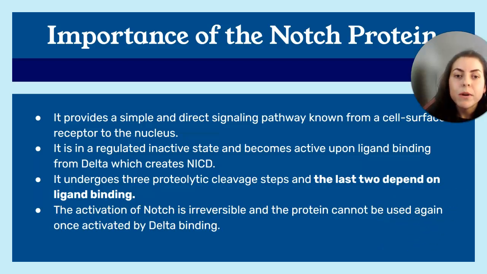So why is the Notch protein important? It is a simple and direct signaling pathway from the cell surface to the nucleus. Once it's turned on by the Delta ligand, it'll create the NICD and then go into the nucleus. It's usually in an inactive state. Once the ligand binds, it becomes active, and it does one proteolytic cleavage naturally. However, once the Delta binds, the last two steps of the proteolytic cleavage depend on this ligand binding from the Delta, which is important for the signaling process. Another important factor for the Notch protein is that once it's activated, it's irreversible, so you cannot use it again once it's been activated by the Delta binding.